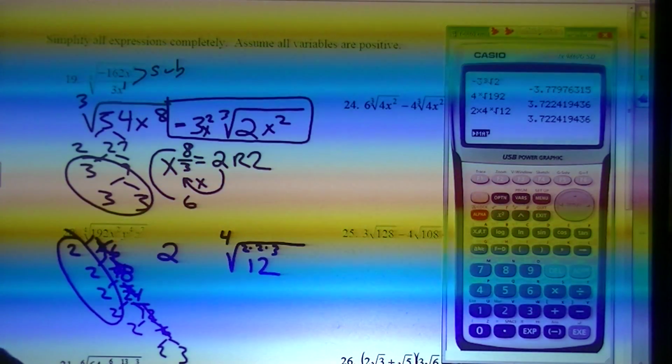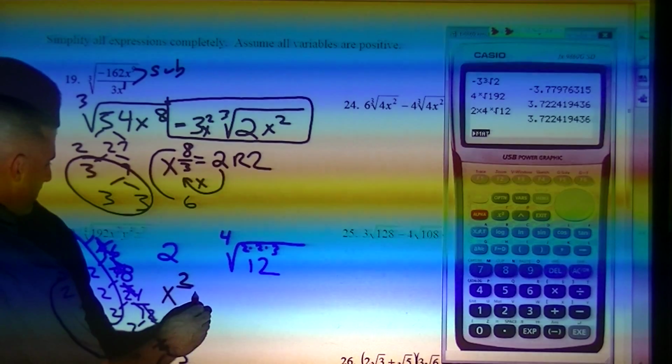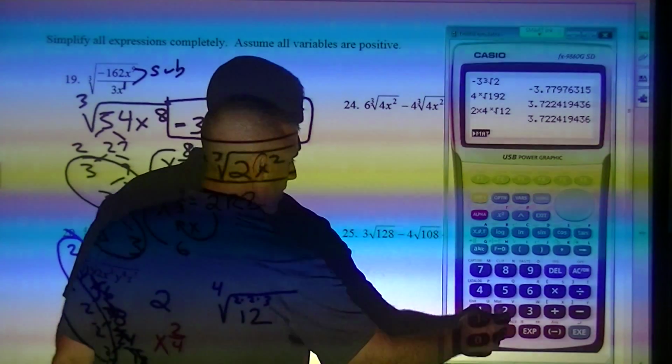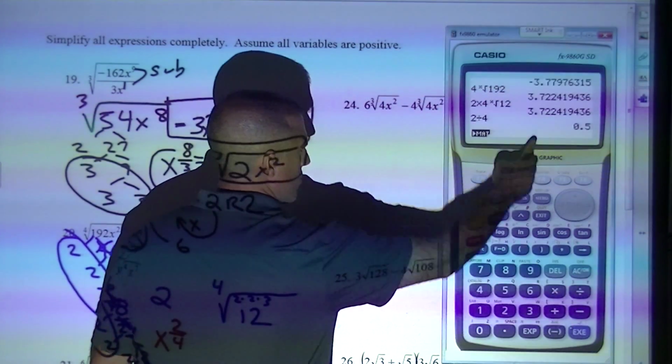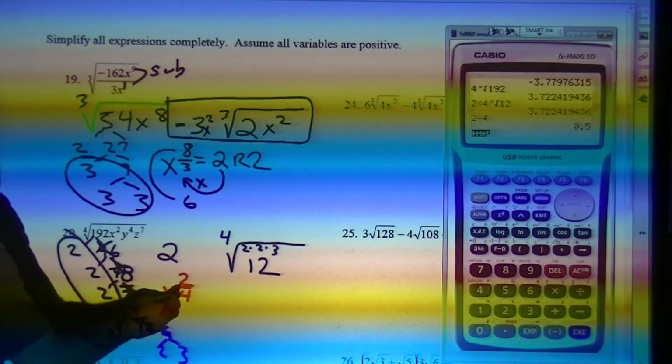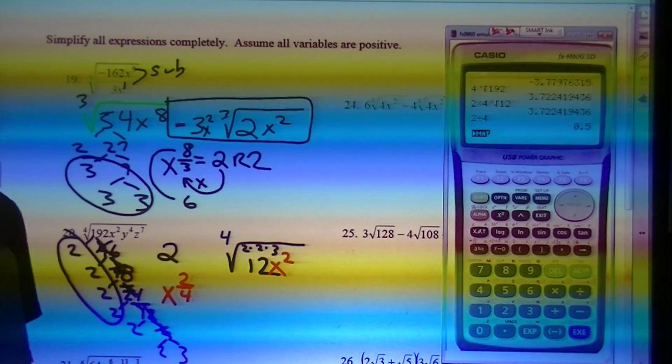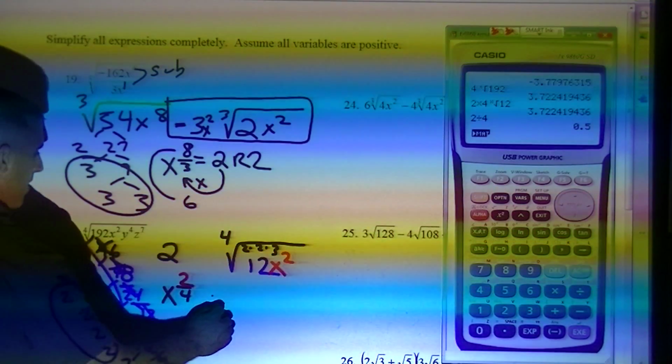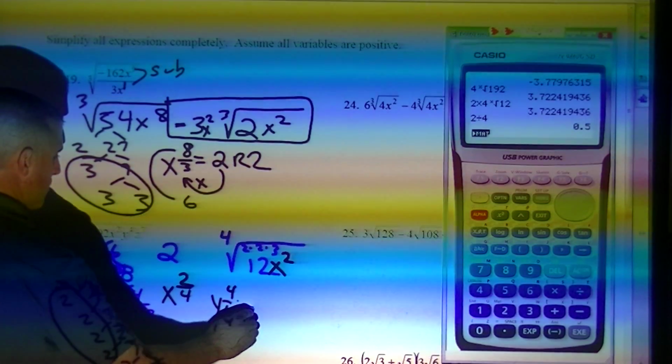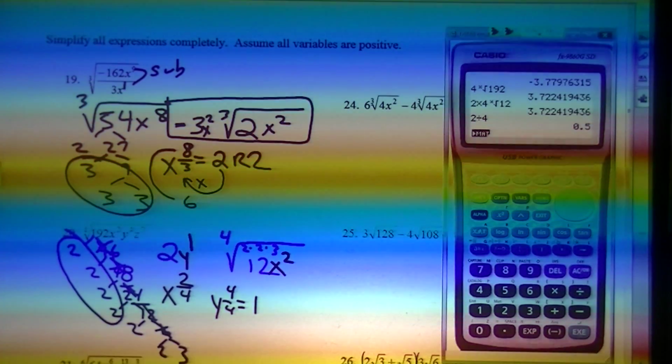Now, what I'm going to do is take 2 and divide it by 4. When I do 2 divided by 4, you'll notice I don't get a whole number in it. So all of that is going to stay on the inside as x squared. Then y to the fourth: 4 divided by 4 is going to be 1, so that's just going to be y to the first on the outside.